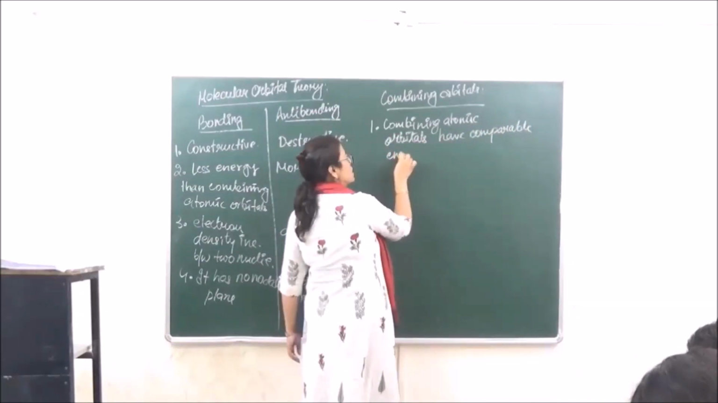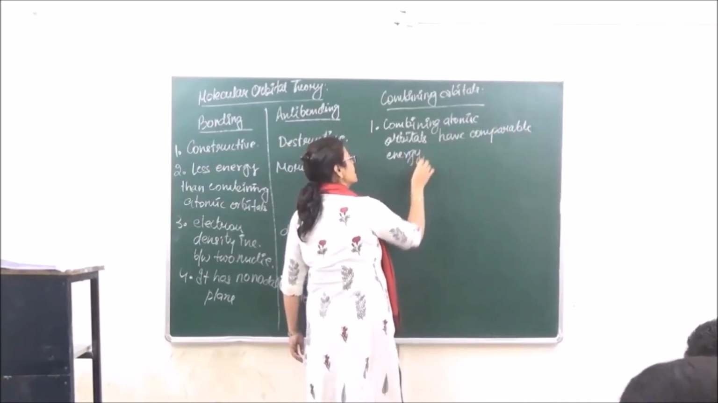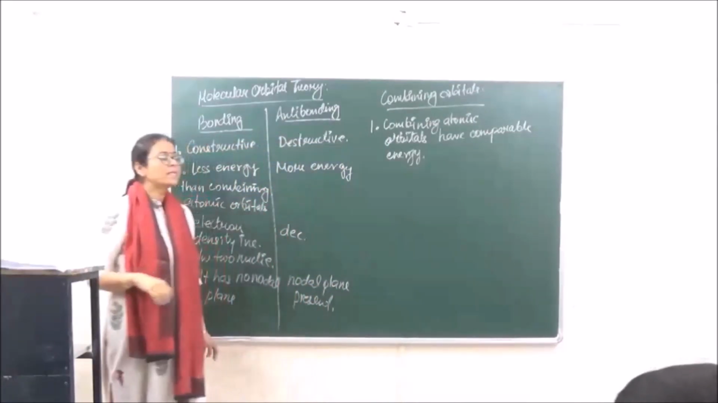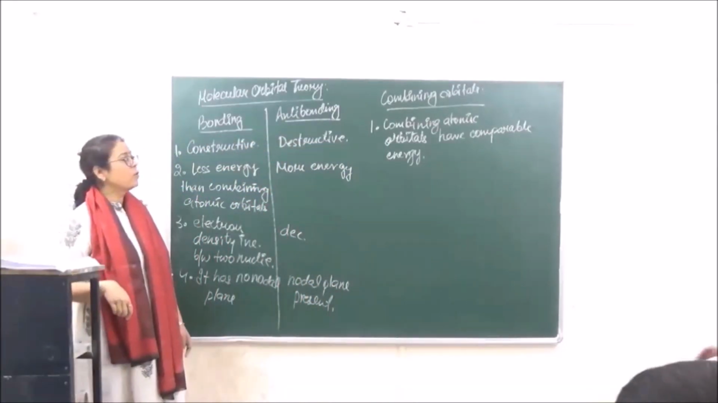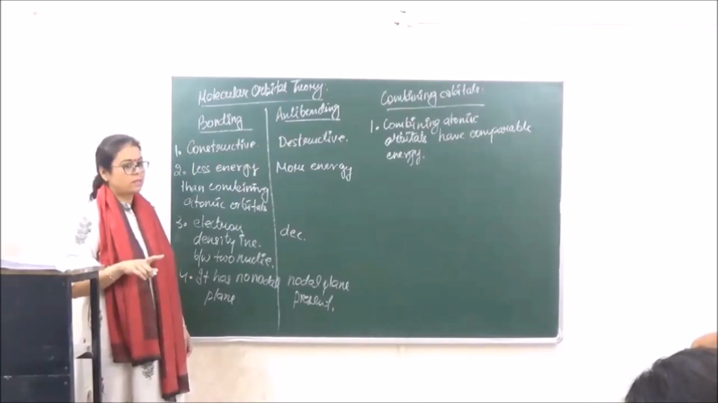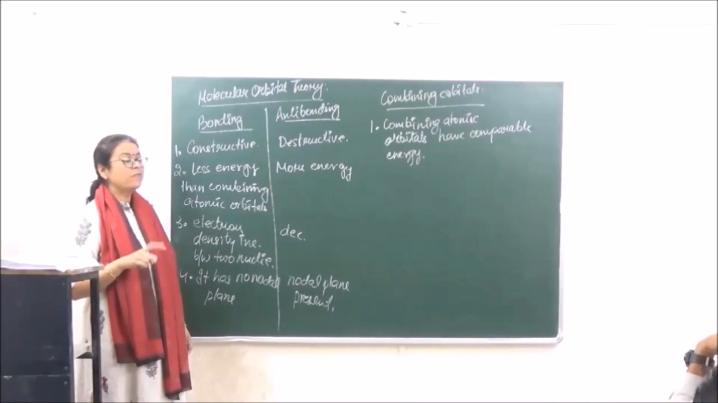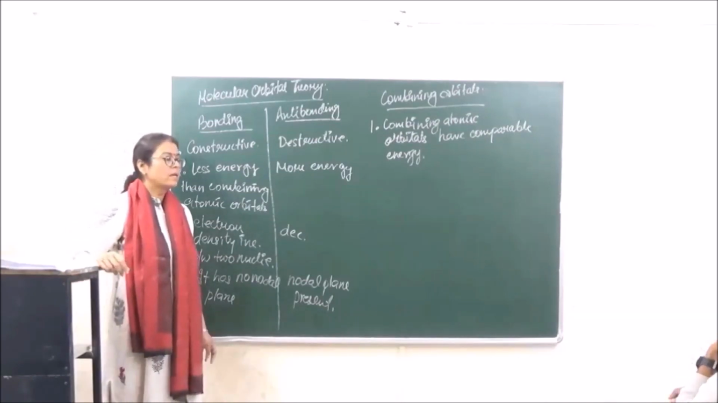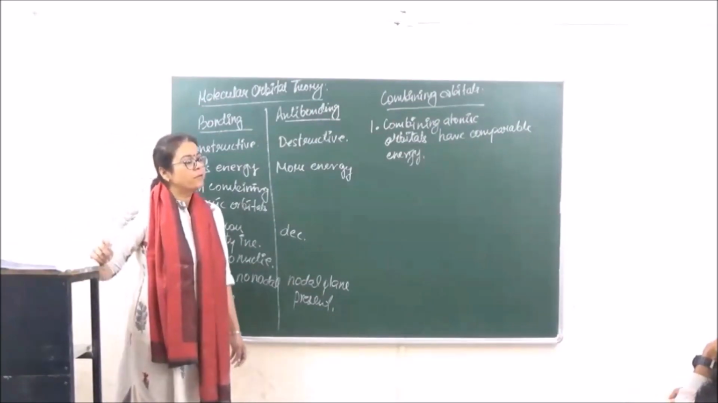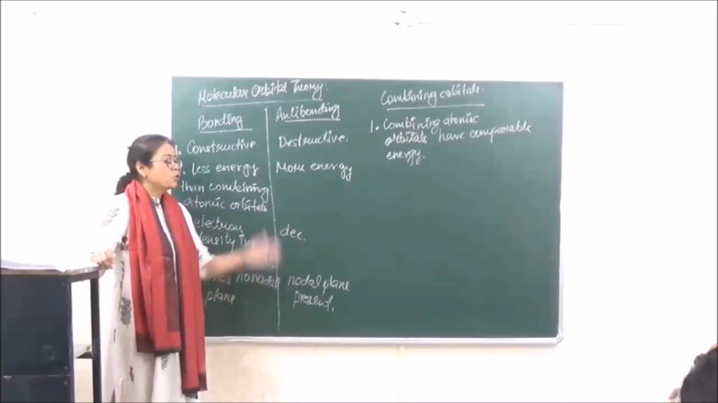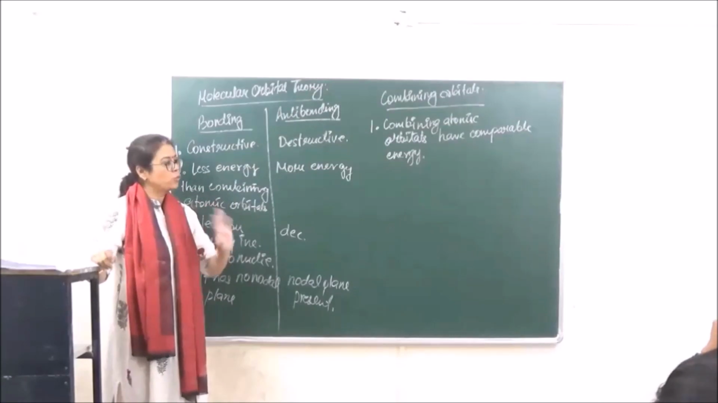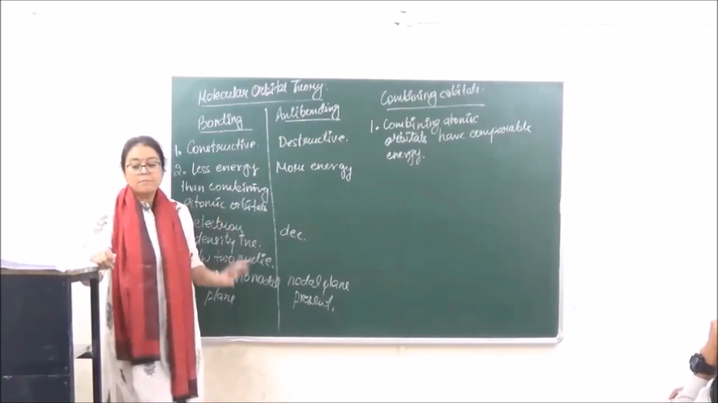What do we understand by this? It means that if combination of 2s is taking place, then it can only take place with 2s. 2s cannot combine with 3s. In a similar manner, 1s cannot combine with 2s because there is a lot of energy gap between the two orbitals. Okay? So 1s will combine with 1s and 2s will combine with 2s. Okay? So that is the first factor.